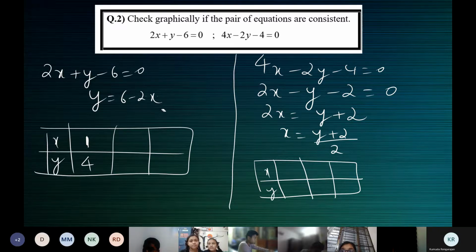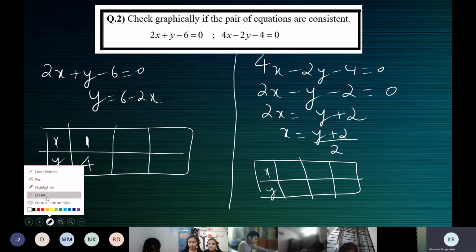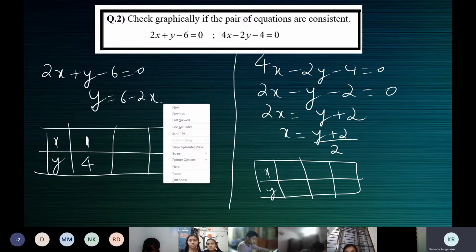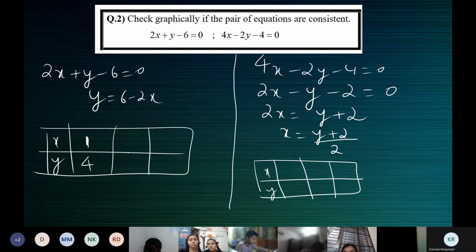For what should you give values? For x, you must give values for x and you should find the corresponding values of y. Ma'am, if x is 2, y is also 2. Like this, make your own table.